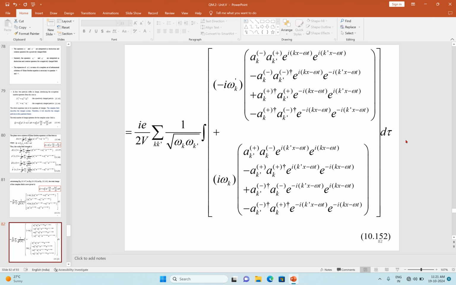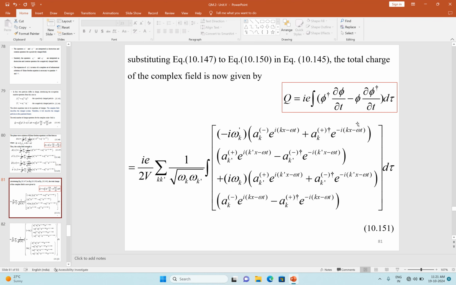Now we will have to multiply: the first term with the first term of this, and the first term with the second term of this expression, and similarly the second term of the first one, and we will have the last term with the last term. Now let us see the first term with the first term. So you have a minus a plus, and these things will become k prime, don't forget. So e power i(kx minus omega t) multiplied by e power i(k prime x minus omega t).